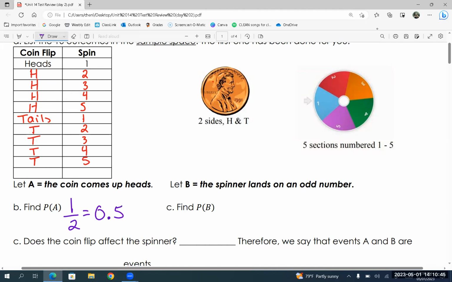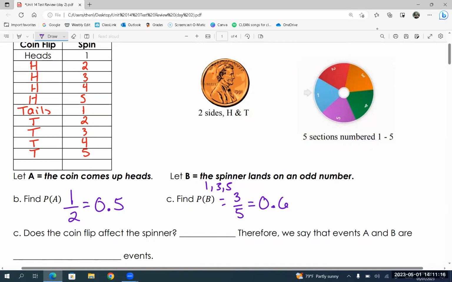Find the probability of B. So the spinner lands on an odd number. Of the 5 options, that means it could spin and land on a 1, a 3, or a 5, which is 3 out of the total 5 options for the spinner. So we can convert that into a decimal, which would be 0.6. So again, either the reduced fraction or the decimal.